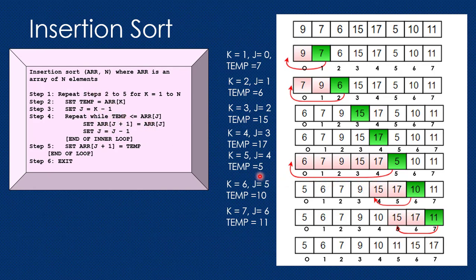So again, what is the temp? 5. 5 is less than AR of j. So now j is this one. j is equal to j minus 1. So now j is actually this one. So is temp. Temp 5 is less than 15. Yes, 5 is less than 15.